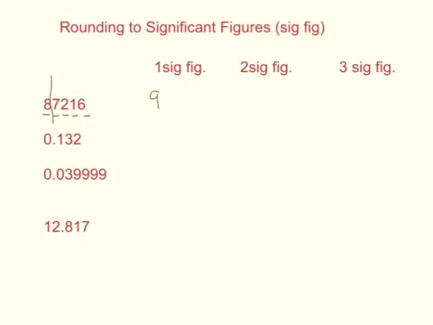Now all these other numbers are not significant, so we don't want those. So to make them not significant, we just change them all to 0. So it's going to be 9, 0, 0, 0, 0. So it's 90,000 to 1 significant figure.